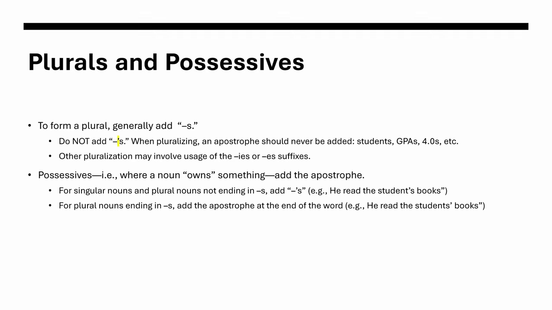But when we have a possessive, when a noun owns something, for example, he read the student's books. The books belong to this student, right? So you add the apostrophe. He read the students' books, right? Here, students is plural. He's basically saying, if I have a collection of students and I'm reading their books, make sure you add the apostrophe when it's a possessive. You do not add it when it's a plural.